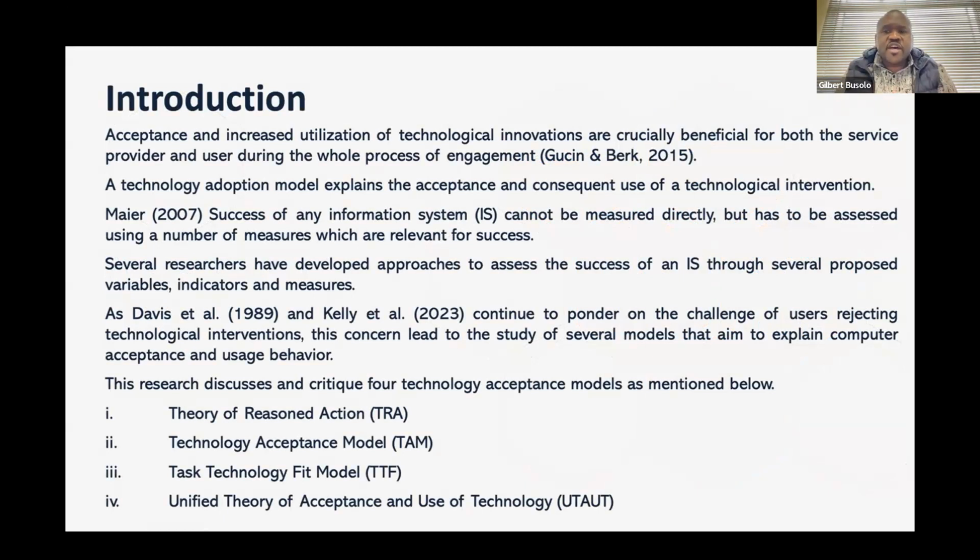So a lot of research has gone into this, a lot of authors, a lot of researchers, from even Davis and Kelly. They continue to ponder and even to ask questions and do a lot of research on factors or the issues that face users and are very much alive in areas where technology is being onboarded.